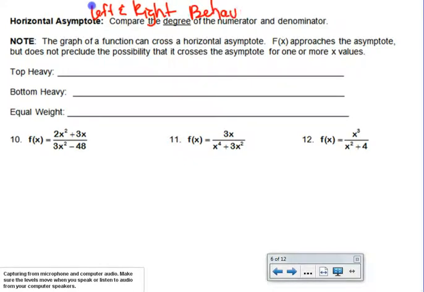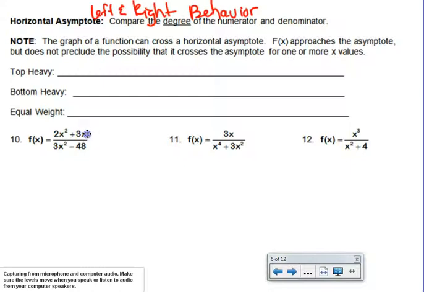In other words, where would the function flatten out if you were to put in either really, really large values, 1 million, 2 million, approaching infinity, or really, really small values, so negative 1 million, negative 2 million, negative infinity. It's difficult to literally plug in a negative infinity, but what you can think about when I look at number 10 is if I were to put in, let's say, an infinity for all my x's, let's go with 1 million: 2 times 1 million squared plus 3 times 1 million.